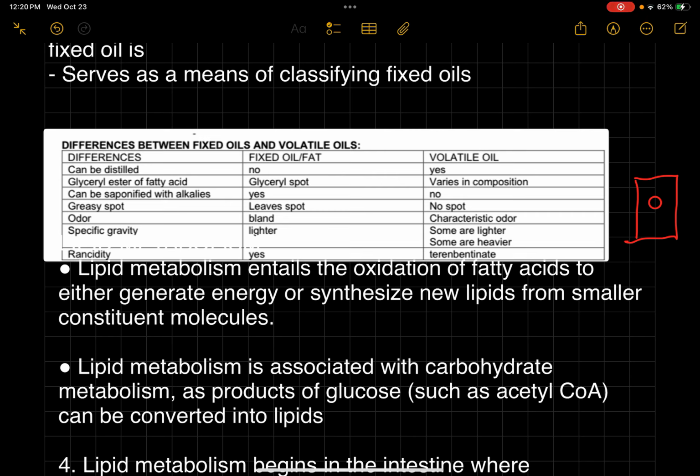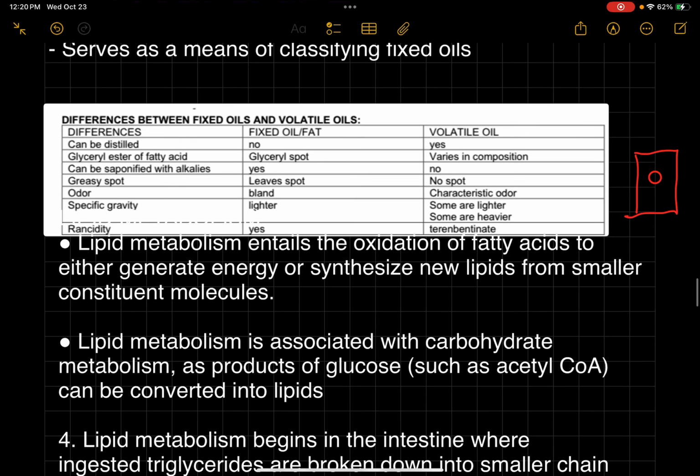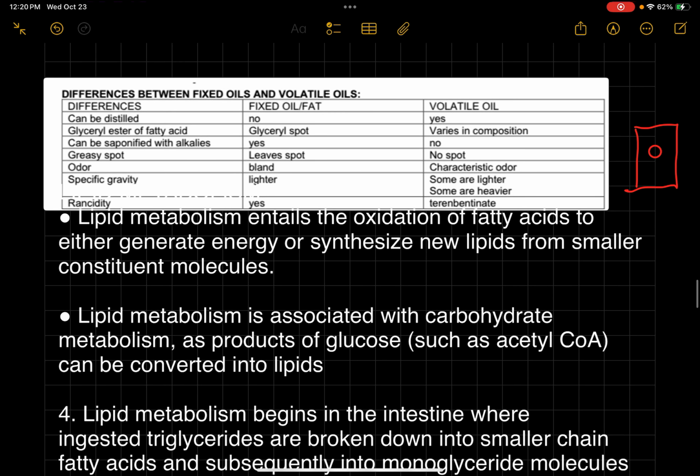We have odor. Our fixed oil is bland, meaning our volatile oil has a characteristic odor. And specific gravity, lighter. Some volatile oils vary. Some are lighter, some are heavier. Rancidity, yes. Our fixed oil or fat becomes rancid. However, our volatile oil becomes terebinthinate.